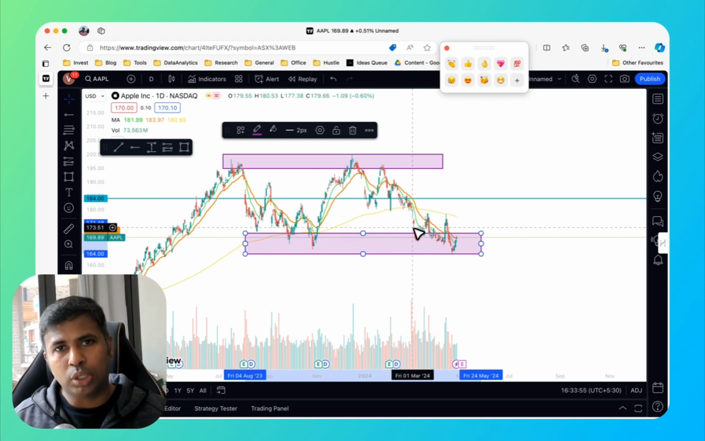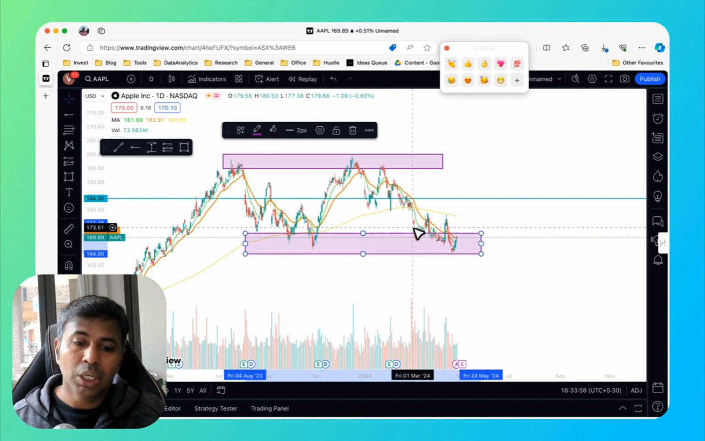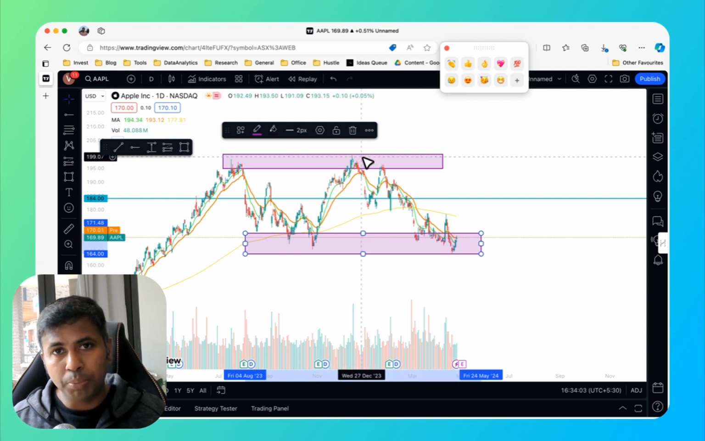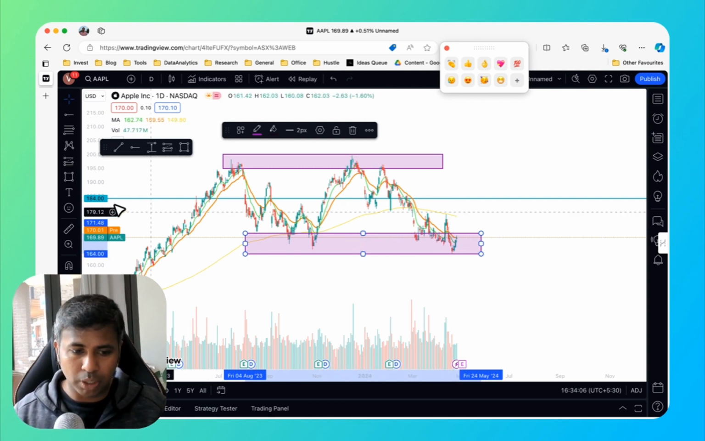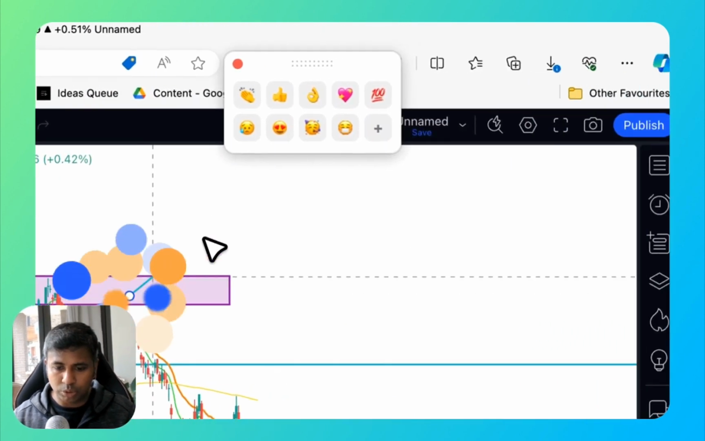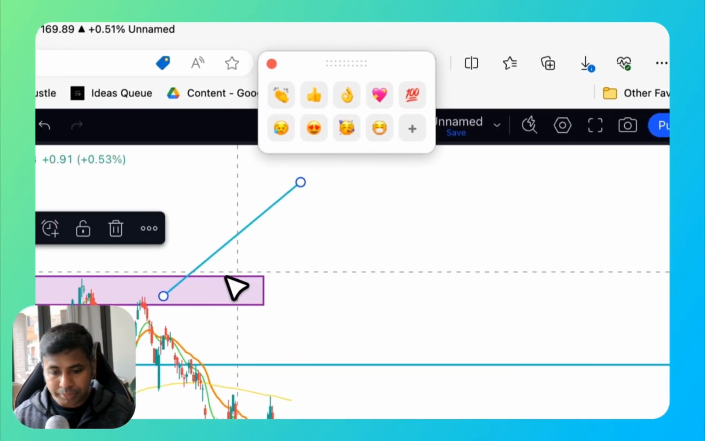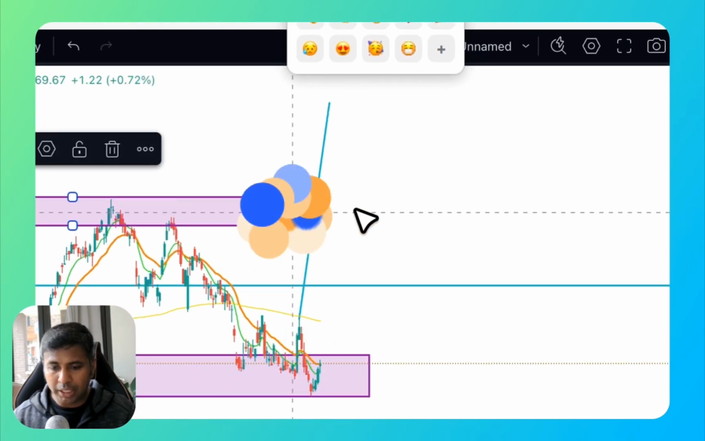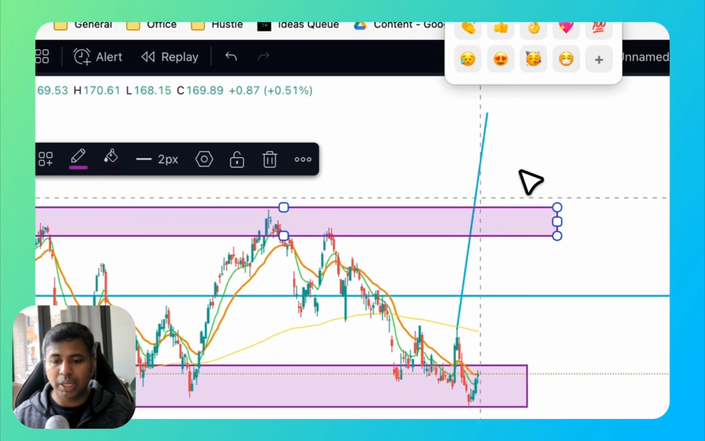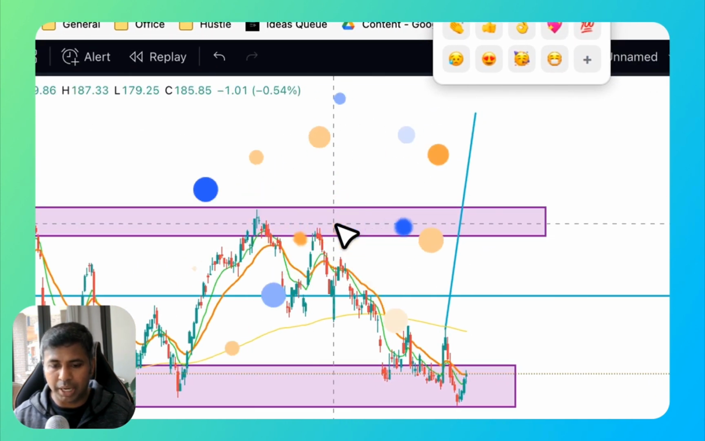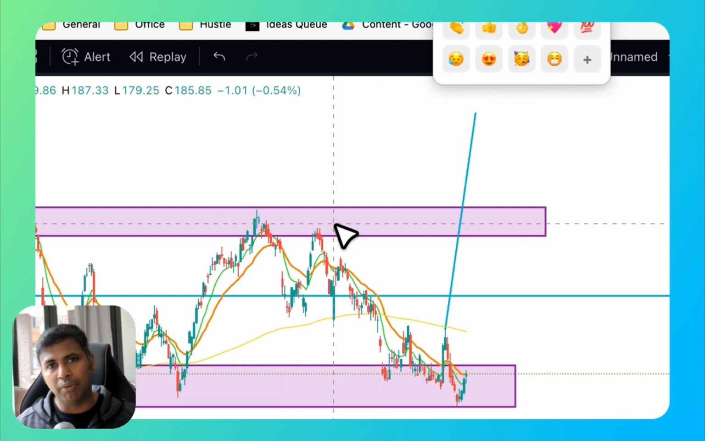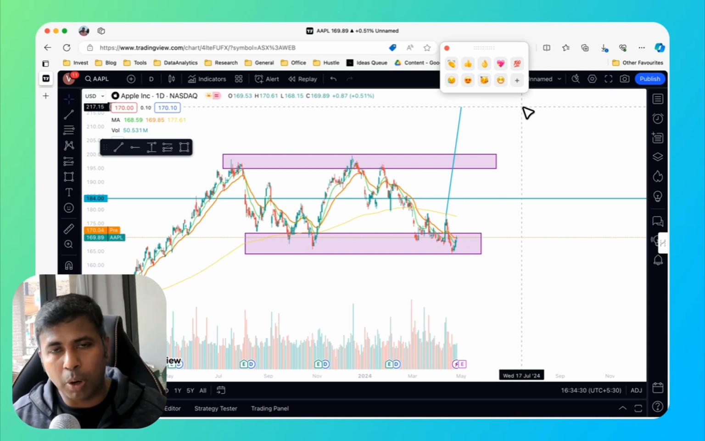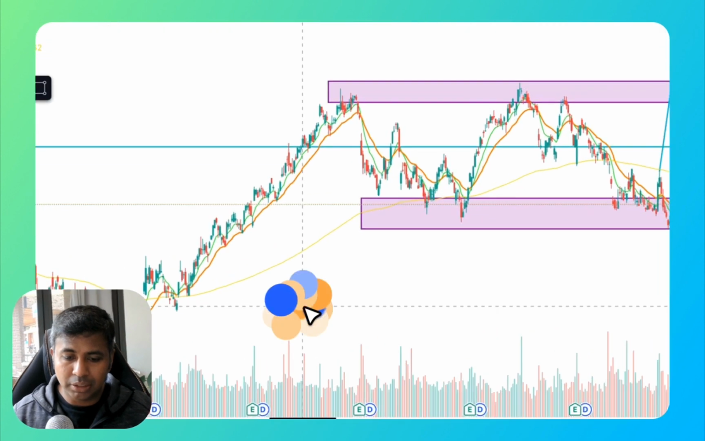I'll also cover what is called role reversal. Once the price moves convincingly beyond the resistance, what used to be the resistance earlier now becomes a support. So suppose the price breaks this resistance zone and moves above this particular zone, then what was the resistance now becomes the support level, and the resistance moves up.